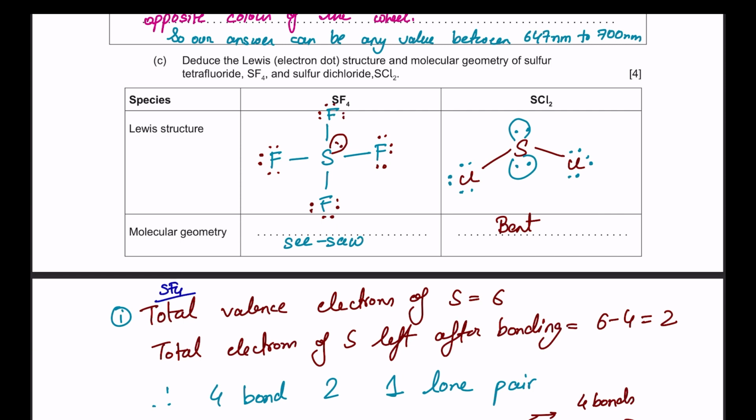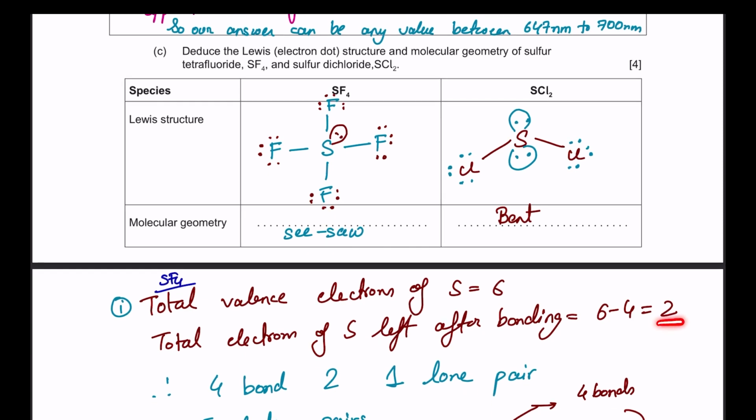It will make 4 bonds with fluorine. So 4 covalent bonds with fluorine means sulfur will donate 1 electron to each of the fluorine. After these 4 bonds, the total number of electrons left in the valence shell will be 2. That means it has 1 lone pair and 4 bond pairs. So the Lewis structure will look like this: 4 bonds and 1 lone pair. We also have to show the lone pairs of fluorine. Fluorine has a total of 7 electrons, it makes 1 bond, so it has 3 lone pairs.